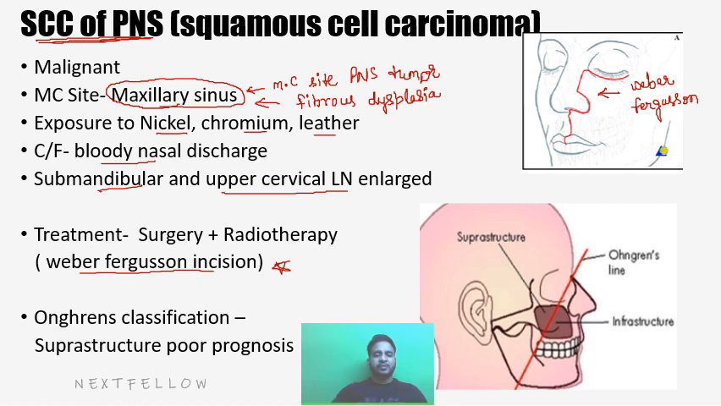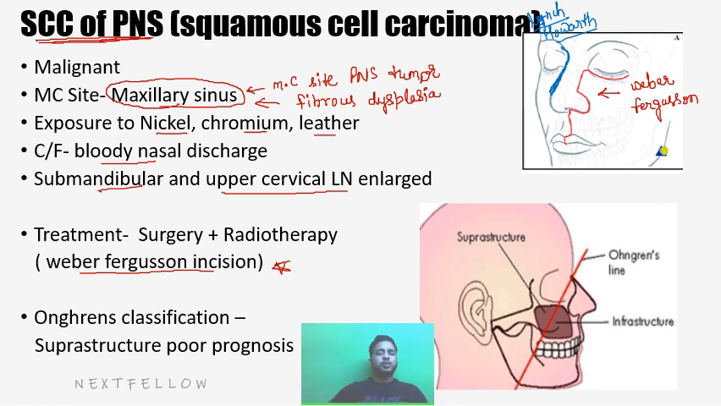What is the Lynch-Howard incision? We have studied it. The Lynch-Howard incision is this. It is also known as external frontoethmoidectomy. The incision is only for opening the frontal and ethmoidal sinus, whereas the Weber-Ferguson incision is a bigger incision, followed by radiotherapy.